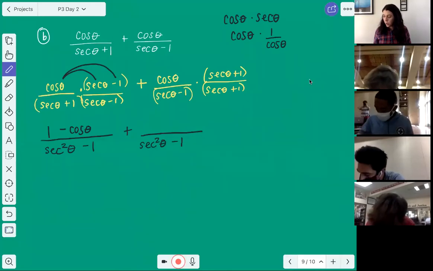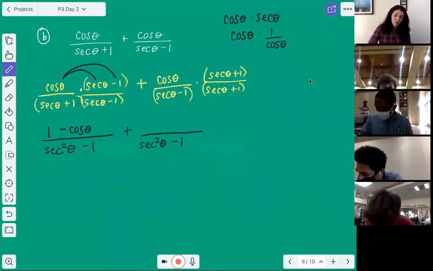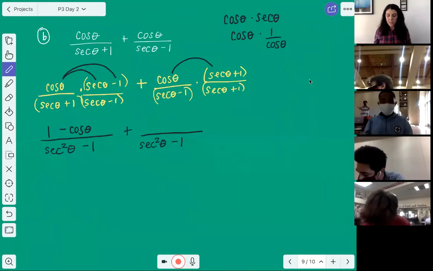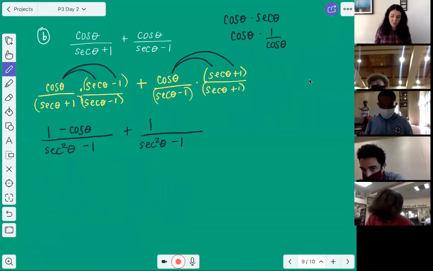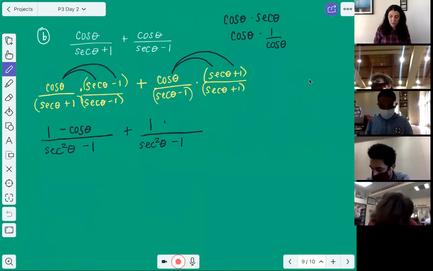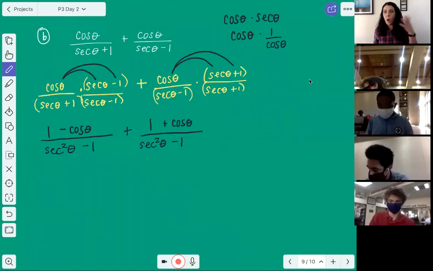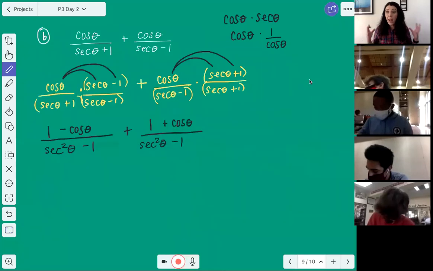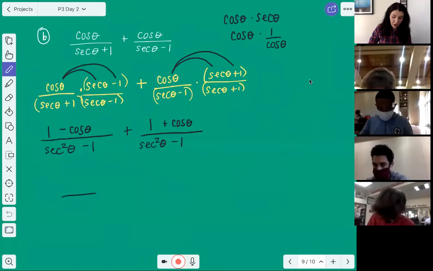Let's go to Matt Tanner. So again, I have a cosine times a secant. What's that equal to? 1. Good. And now I have a cosine times a plus 1, which would give me what? Cosine plus 1. Or no, just cosine. Correct. Just the plus cosine. It's 1 plus cosine overall. Okay. I have the same denominator now on both sides. So I have secant squared theta, so I can add all of this stuff together.